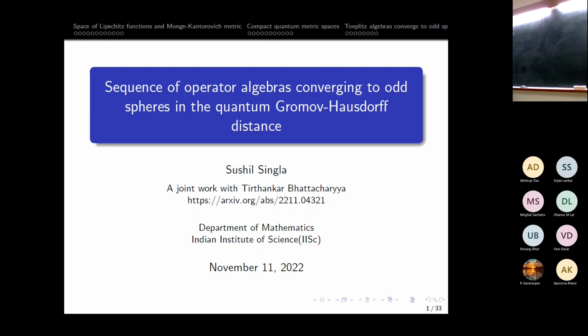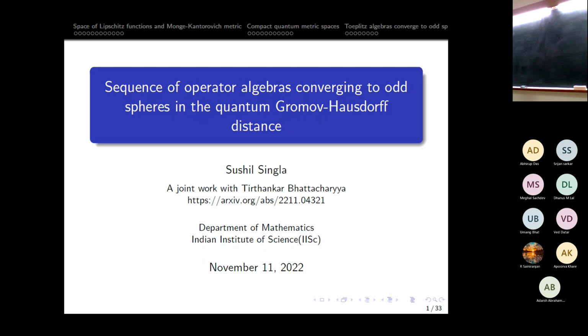Sushil will give an overview starting from the classical stuff, and perhaps at the end also will mention our small contribution. So Sushil, on a sequence of operator algebras converging to the sphere, but converging to the sphere means converging to the continuous function. Sushil.